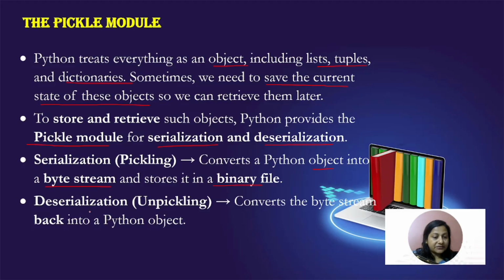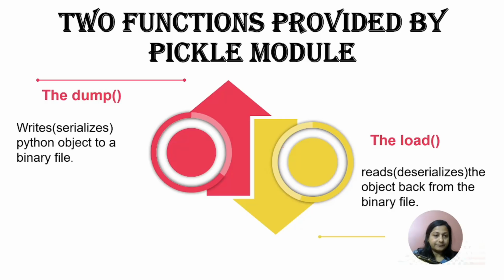What is the meaning of deserialization? It is nothing but unpickling. It converts a byte stream back to the Python object, which means you are going to take a byte stream from the binary file and convert it to the Python object. I hope everyone is clear with the meaning of pickle module, serialization, deserialization, right?